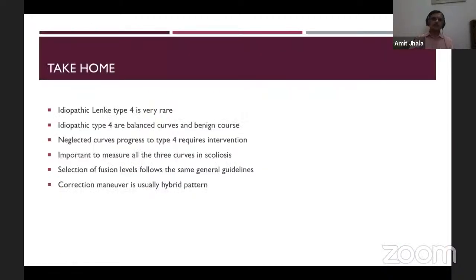So the take home is idiopathic Lenke type 4 is very rare. Idiopathic type 4 are balanced curves and benign if they are purely idiopathic, but the neglected curves progress. They require definitely intervention, and they are very difficult to treat. Important to measure all the three curves, and selection of fusion levels follow the same general guidelines as we discussed. And the correction maneuver usually is hybrid in this patient.